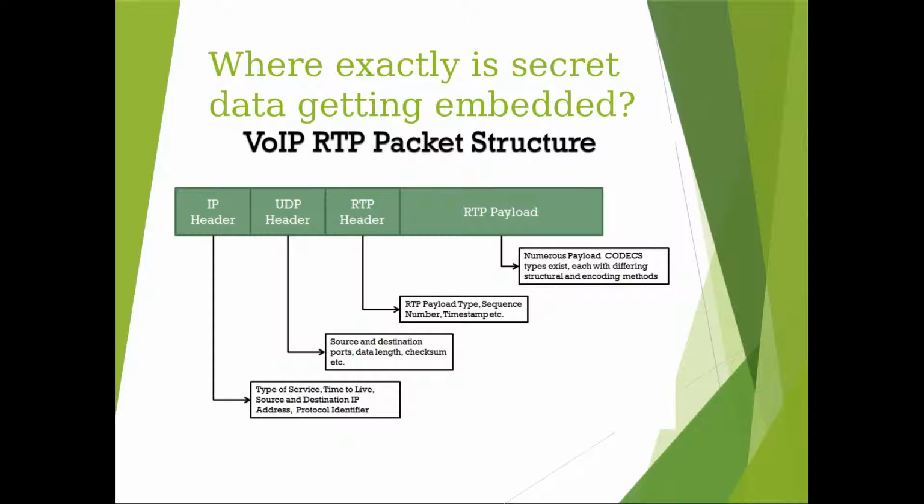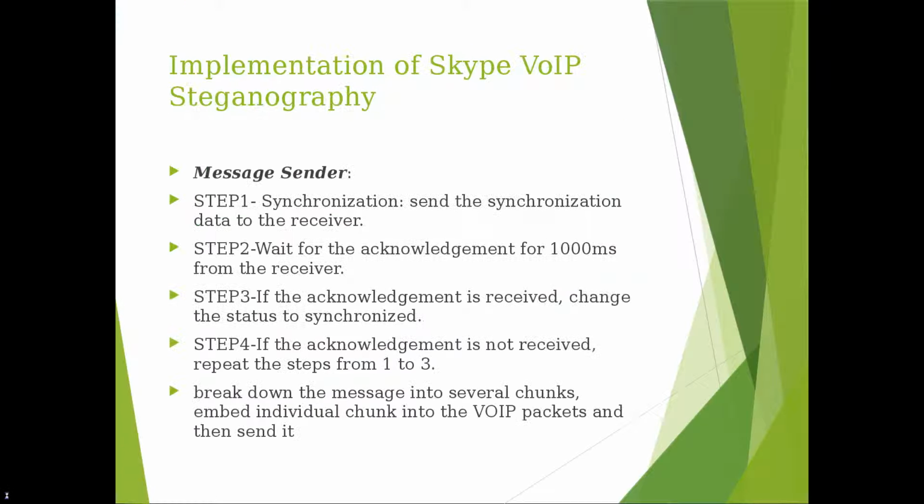So where exactly are we hiding the information? If you take an IP header, then there is a UDP header, then there is an RTP packet. The UDP packet, which embeds the message, is covered by an RTP packet and then by the IP header, so the message is hidden in all these layers of the structured RTP packet.